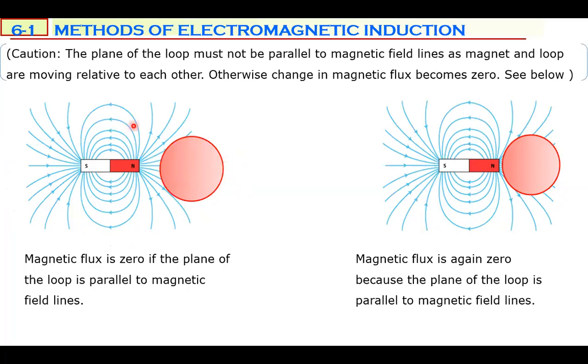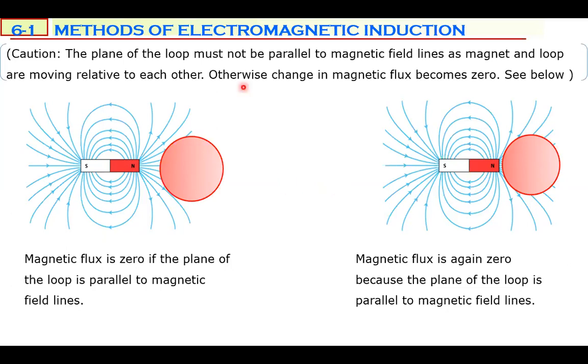If it is parallel, if the field lines do not cross the area, then magnetic flux becomes zero here. When you move it, it again becomes zero. That's why you shouldn't hold the plane of the loop parallel to the magnetic field lines. If you hold it parallel and move it in and out parallel to the magnetic field lines, there will be no change in magnetic flux for these two cases, so there will be no induced EMF.